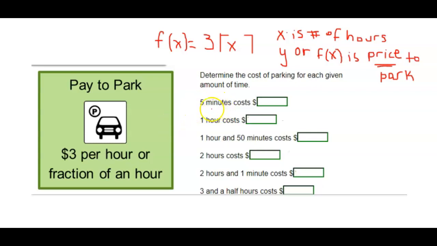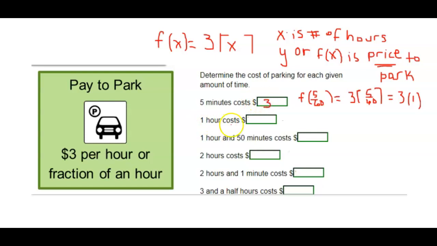So if I look at this, if I park for 5 minutes, it is going to cost how much dollars? Okay, well, that's a fraction of an hour, right? So that's 5/60 of an hour, all right? So if I think about that, I'm going to be taking 3 times the ceiling of 5/60. Well, again, that means that I'm going to be rounding up, which means I'm taking 3 times 1, rounding up. And that means it's going to cost me $3 to park.